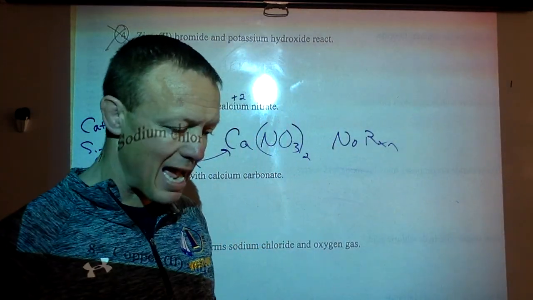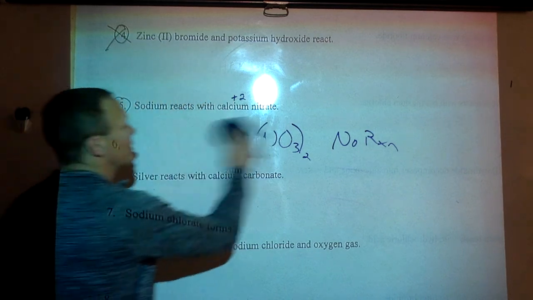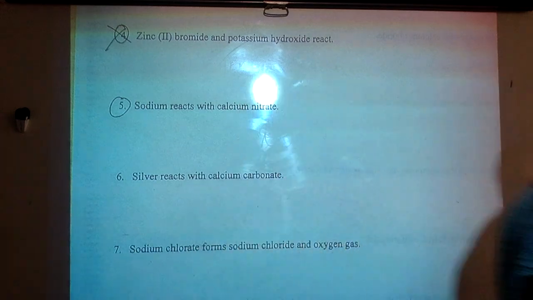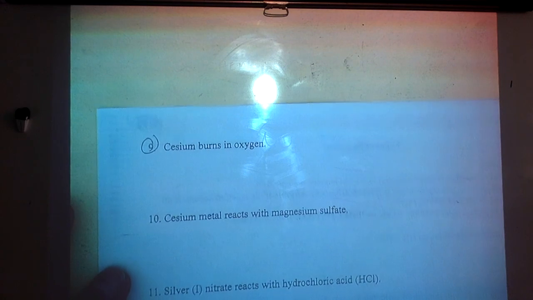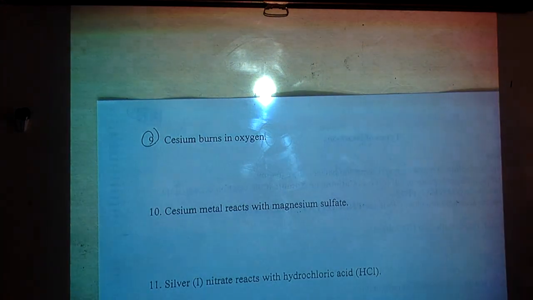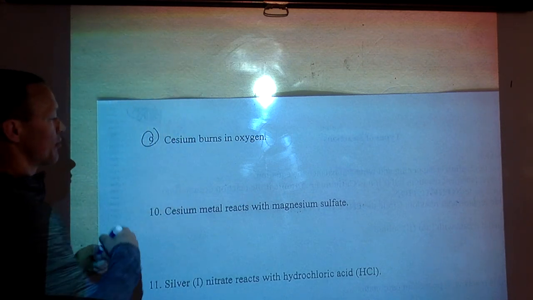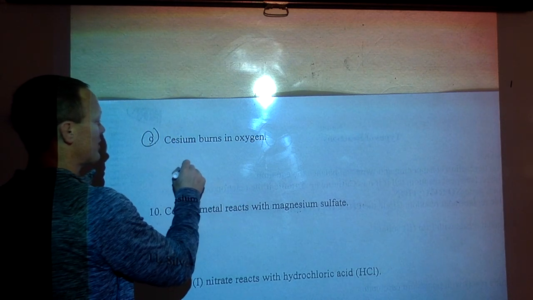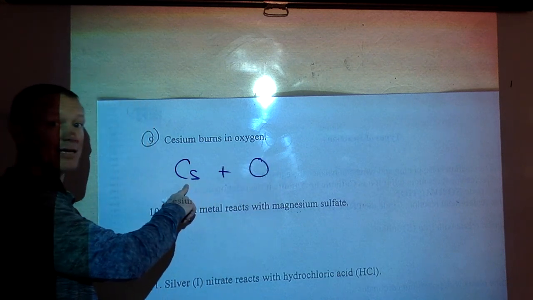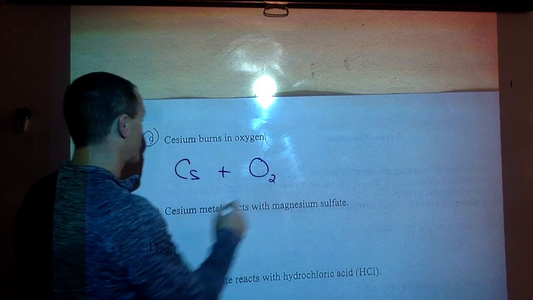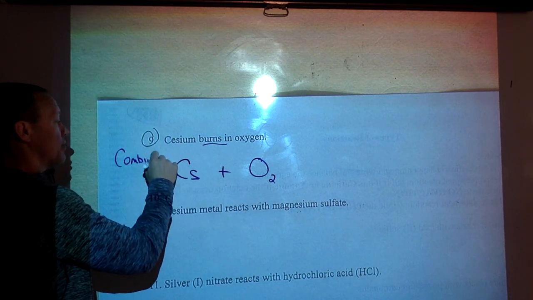Other side of your sheet, I'm going to do number 9 and number 17. Number 9 says that cesium burns in oxygen. So anytime something burns, it's always plus oxygen. So we got cesium plus oxygen. Cesium is not diatomic. Oxygen is diatomic. Burns means it's a combustion reaction.